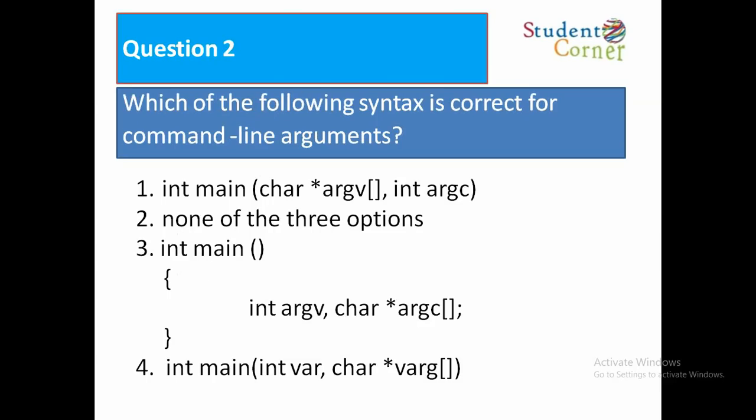Which of the following syntax is correct for command line arguments? Option 1, int main(char *argv[], int argc). Option 2, none of the three options. Option 3, int main { int argv, char *argc[]; }. Option 4, int main(int var, char *varg[]). In this question, command line arguments are represented as int main(int argc, char *argv[]). So it is near to the fourth option. The variable names are changed, but the syntax format is similar, so option 4 is the correct answer.